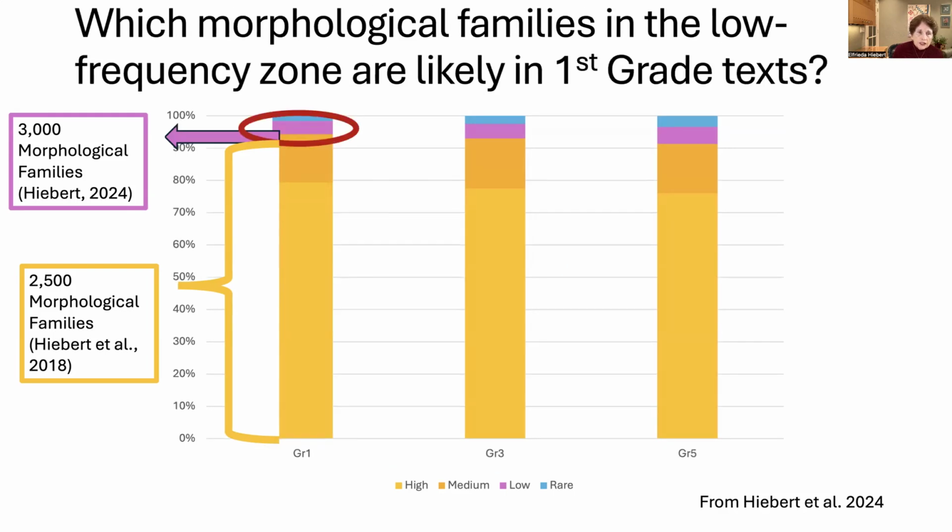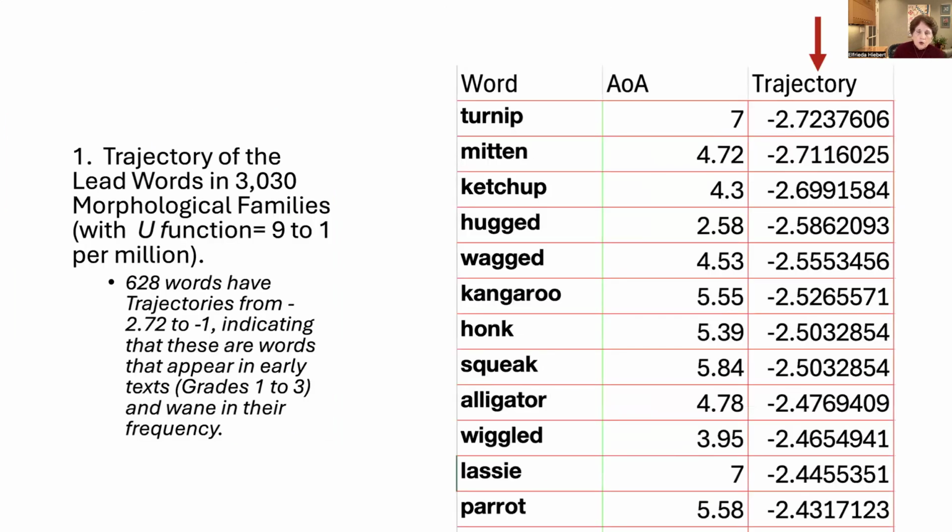So for example, if we're looking at the words in the 3,000 group at first grade, we want to say which of those words can we expect will appear and which words might need to develop vocabulary related to these groups. What we do is we actually use another measure that's called trajectory to begin identifying which of the words in this group of approximately 3,000 words that appear 1 time per million would we expect would appear in beginning text. And the trajectory, so a trajectory of minus 2.72 to 1, tells us that the words are likely to appear early in text and then they begin to wane.